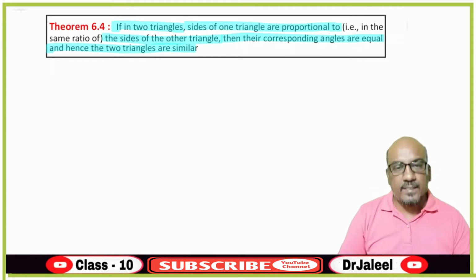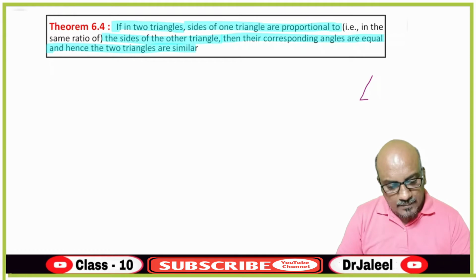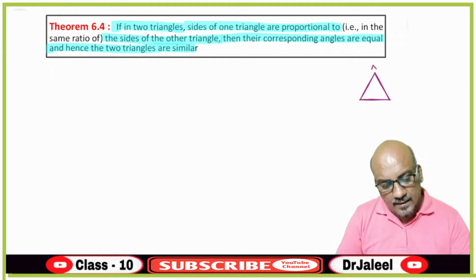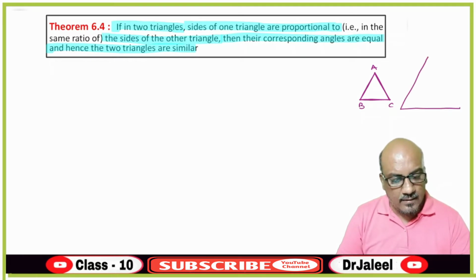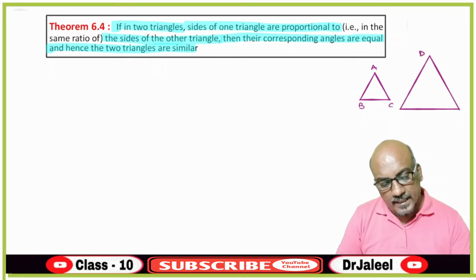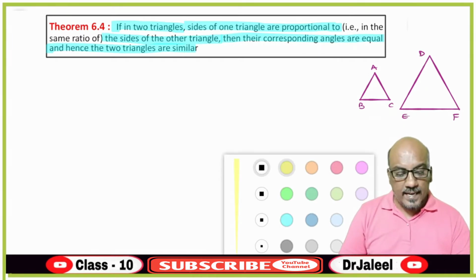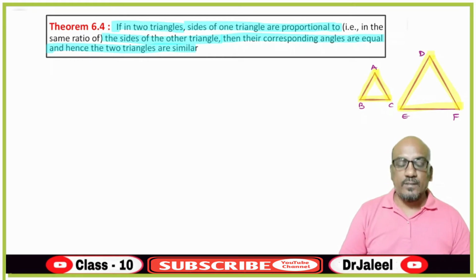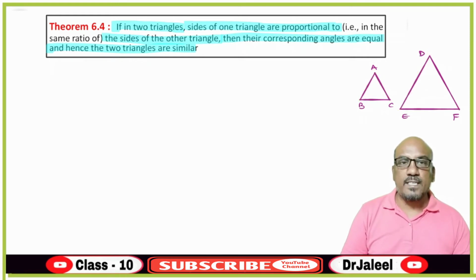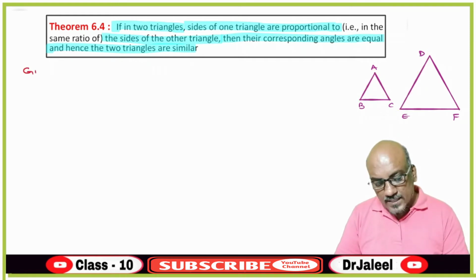So children, here we will take two triangles. I am taking triangle ABC and another triangle called DEF. It is given that in these two triangles AB by DE is equal to BC by EF is equal to AC by DF. That means three sides of this triangle are proportional to three corresponding sides of another triangle. Let us first mention these as given here.